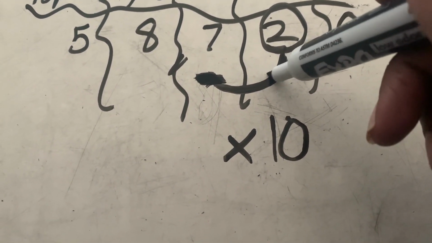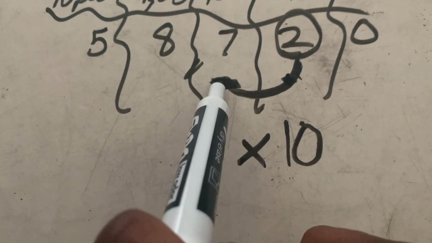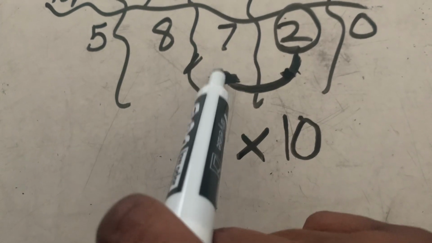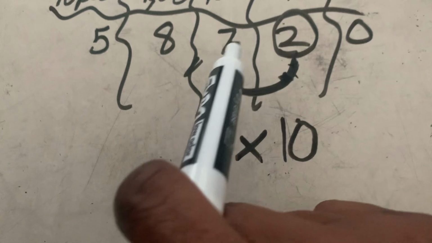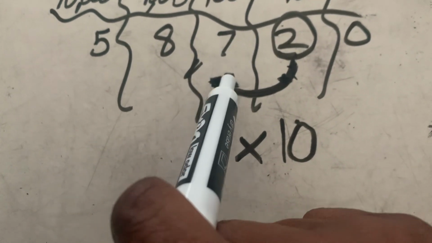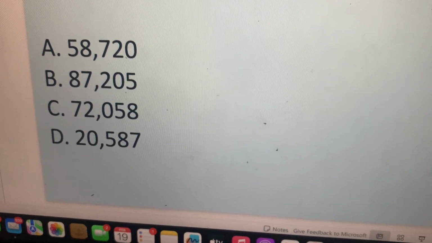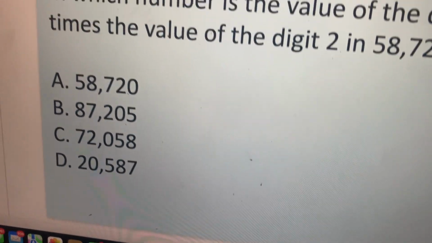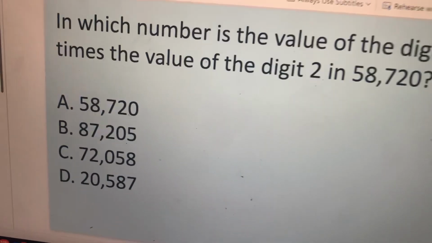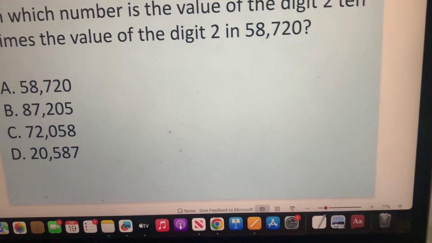So we're looking for an answer where 2 is in the hundreds place. Okay? We're looking for a 2 that is 10 times more than 2 that's in the tens place. So we're looking for a number where 2 is in the hundreds place. So let's look at our choices. And so we clearly see that B, 87,205, is in the hundreds spot. So that will be our answer. Okay? Our next one.